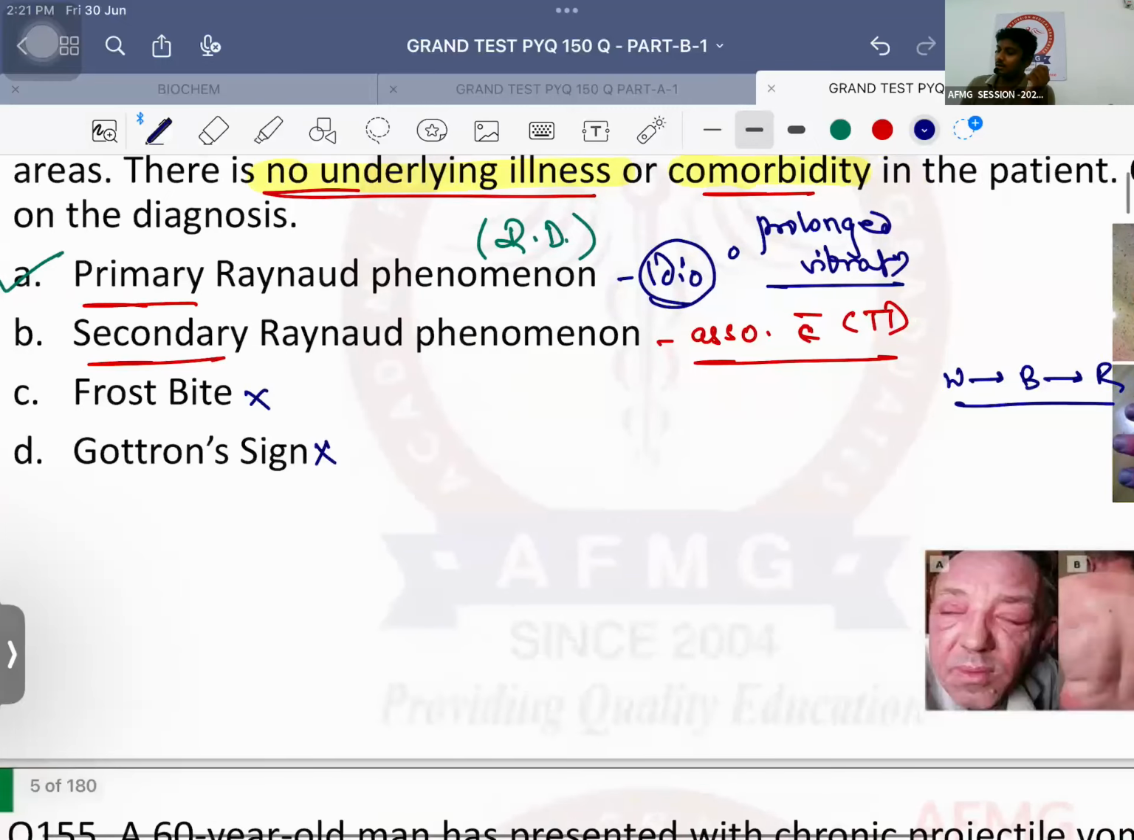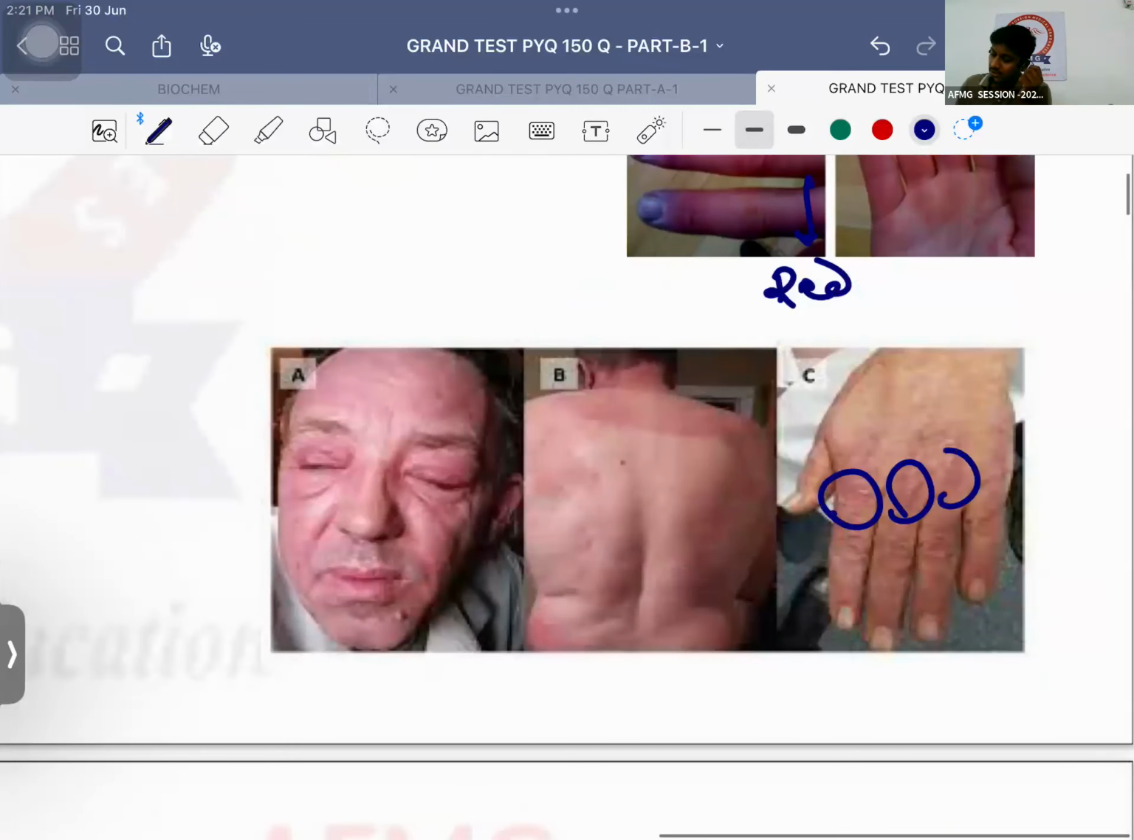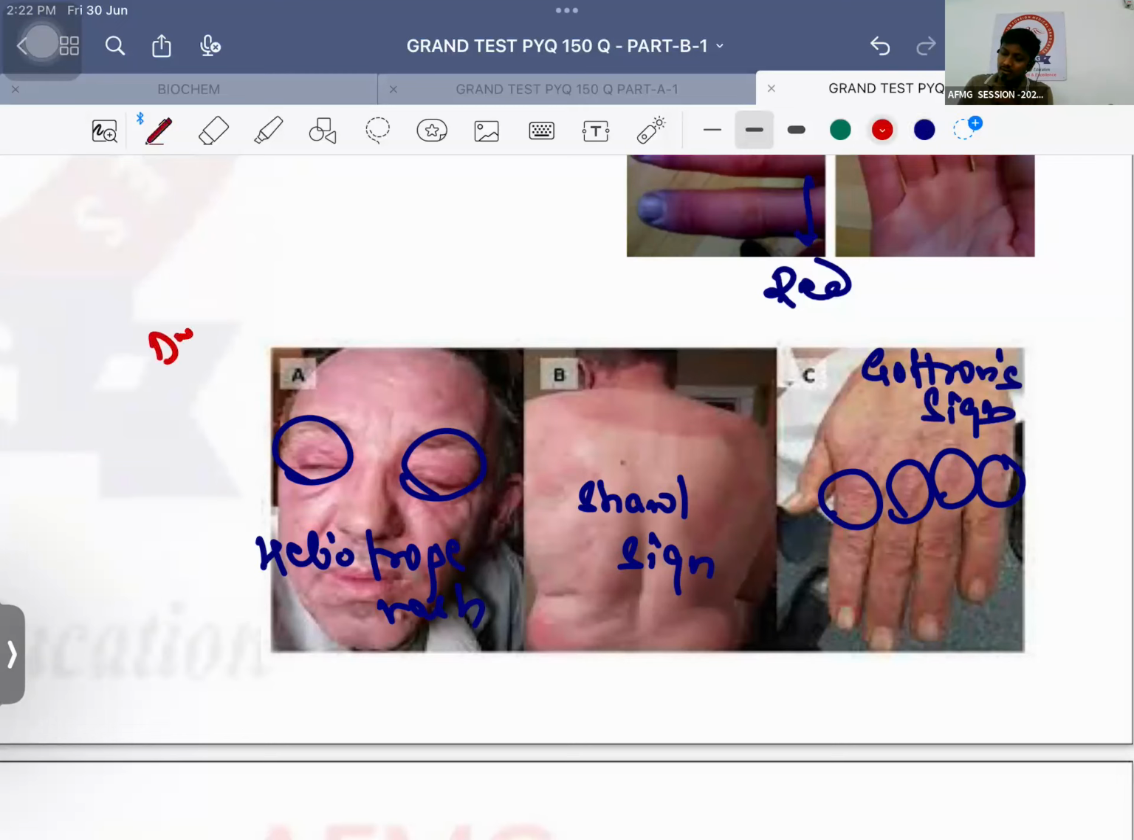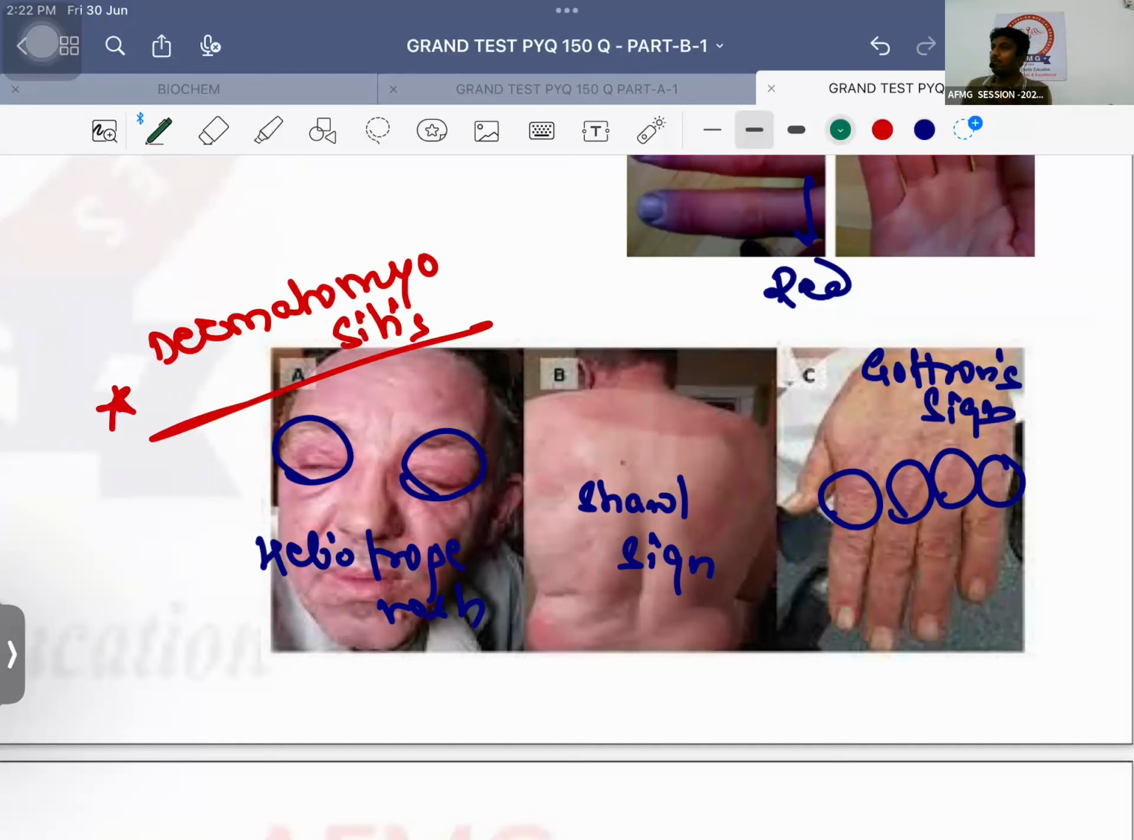What is Gottron sign? Gottron sign is usually this. Can you see this rash on the knuckles? This is known as the Gottron's sign. What is this? This rash on the trunk is known as the shawl sign. And what is this? Very good. This rash is known as the heliotrope rash. So these are the classical signs of dermatomyositis. Gottron sign, shawl sign, and heliotrope rash. These are the classical signs of dermatomyositis in a patient. Okay? So please remember this. No problem with this. That has to be remembered.